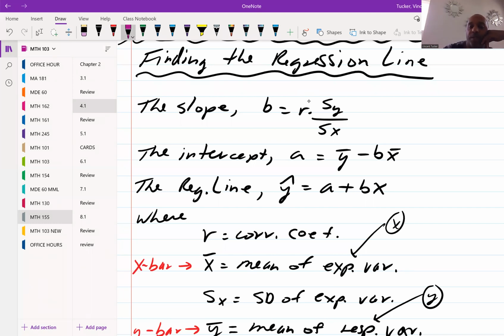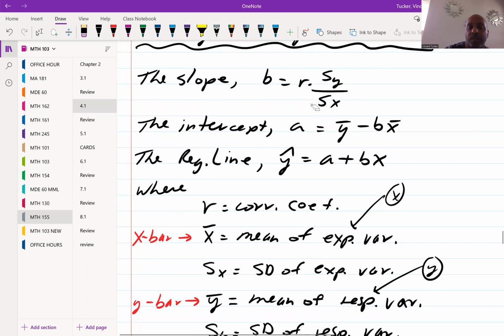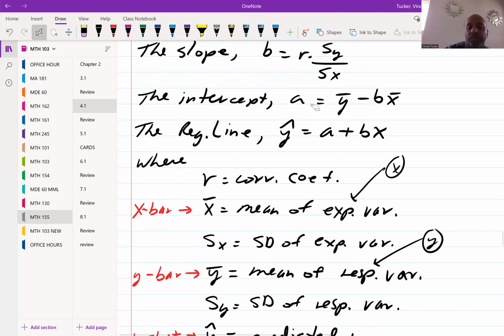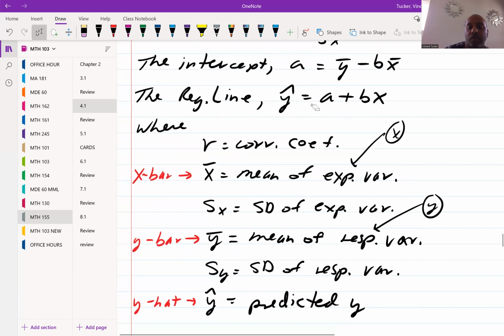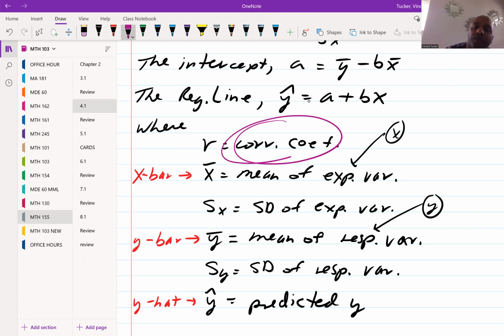Y bar is the average or the mean of our response variable. X bar is the mean of our explanatory variable. And notice you have to find B first because B is a part of calculating A. And then our regression line will be A plus BX. So that's how that would be done for us. Like I mentioned, SD is short for standard deviation. This is the correlation coefficient.